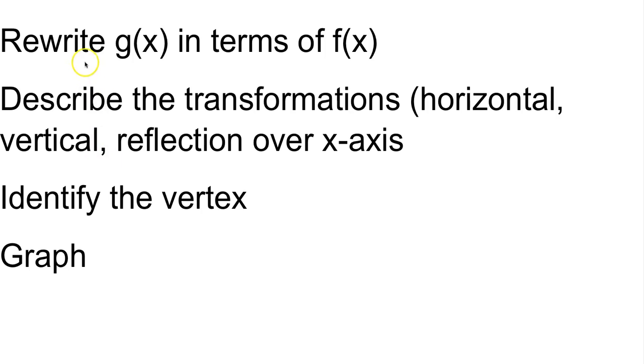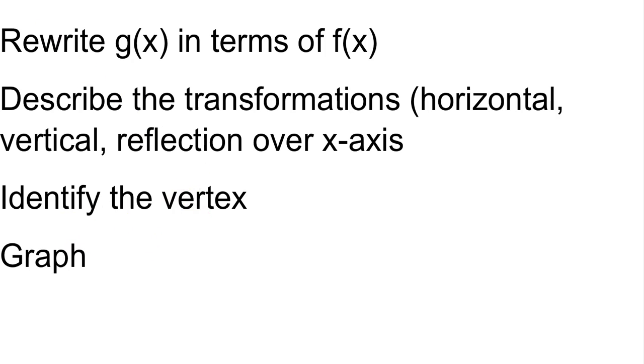We're going to rewrite g of x in terms of f of x. Now I'll explain what that means. We're going to describe the transformations. The three transformations we're going to work on today are horizontal shifts, vertical shifts, and reflections over the x-axis. We're going to work on those three first. We're going to identify the vertex of the graph, and then we're going to graph it.